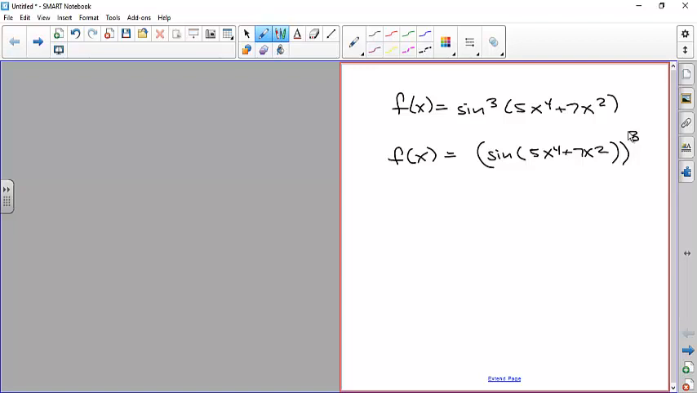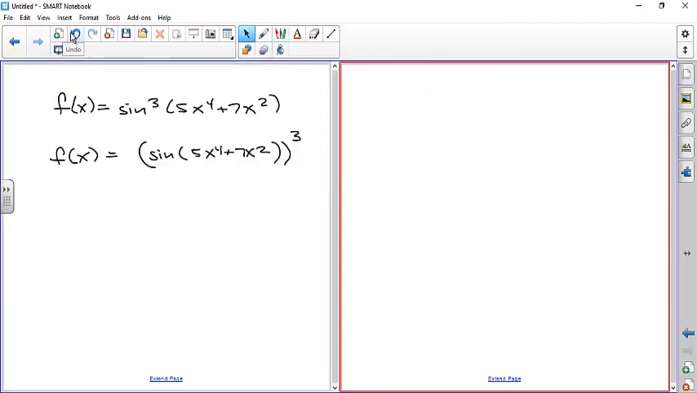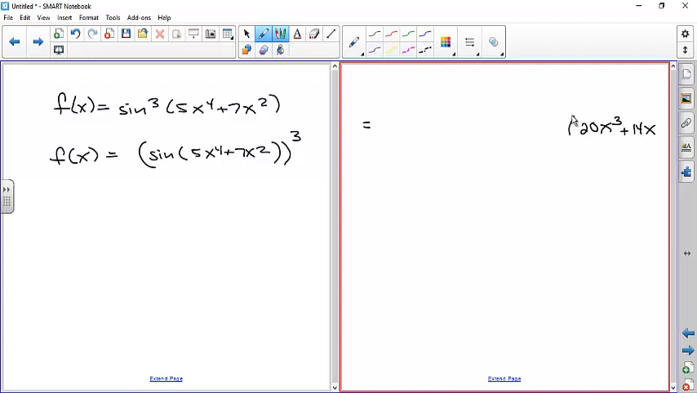Now, you may not follow this immediately, but I'm going to tell you what the answer is without going through a long procedure, just to show you the thought process. So the way you would do this is you would know that you have to take the derivative of this thing that's furthest inside. So you would have 20x cubed plus 14x, okay? So that's the derivative of this thing.